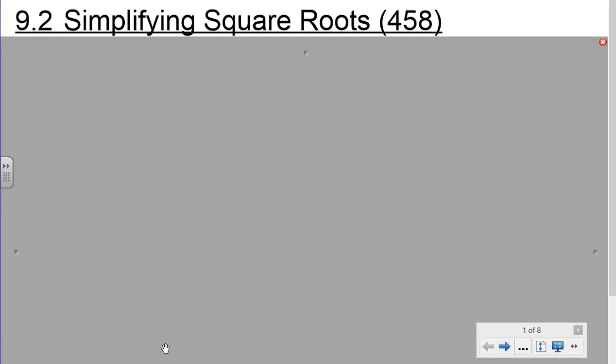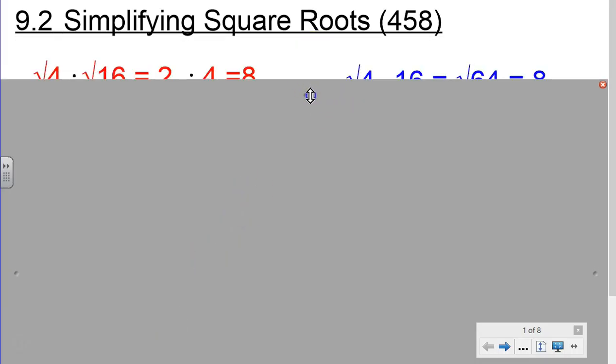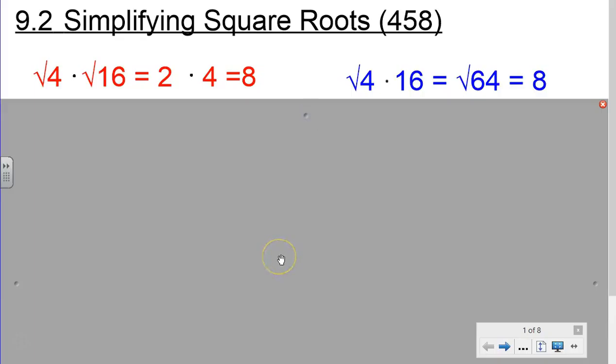Today we are learning about simplifying square roots in expressions. We've already solved square roots and found the perfect squares. So, first things first, let's talk about what that means. If you look at these two examples, you see the square root of 4 times the square root of 16. If we simplify that, they're both perfect squares, so you can say 2 times 4, you get 8.